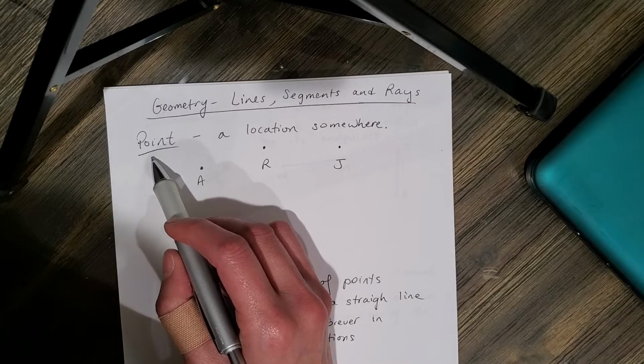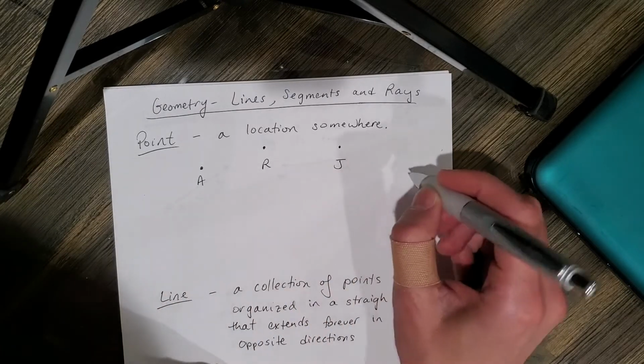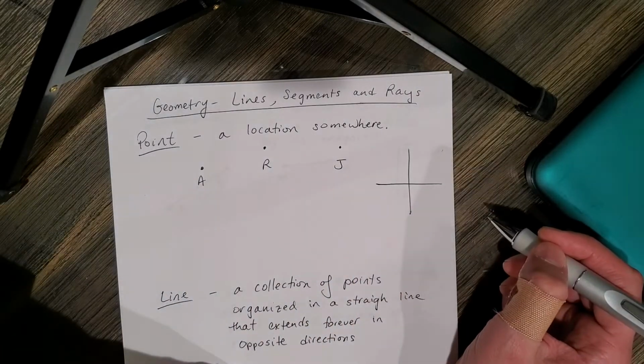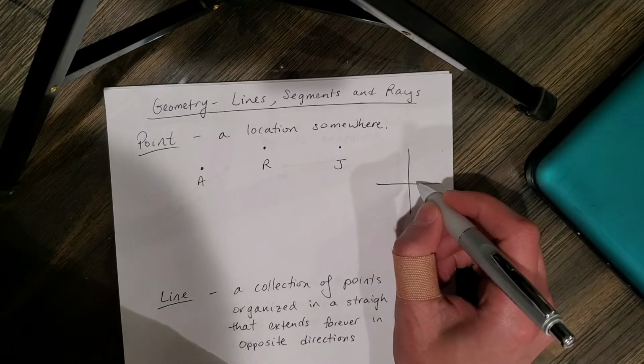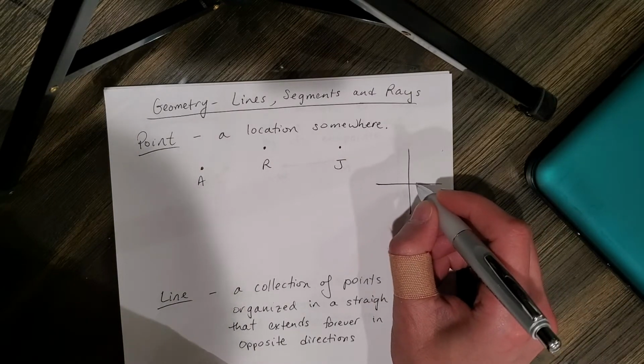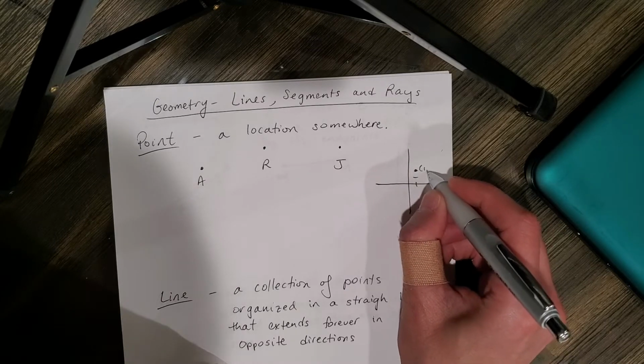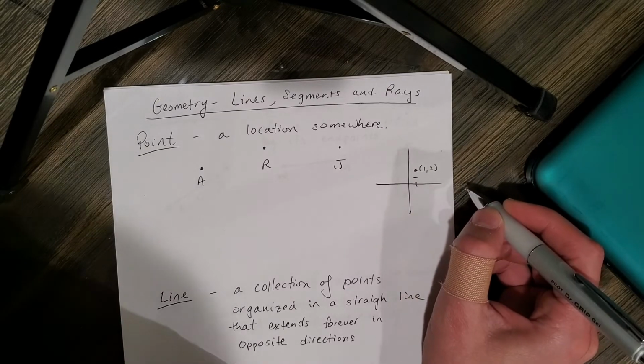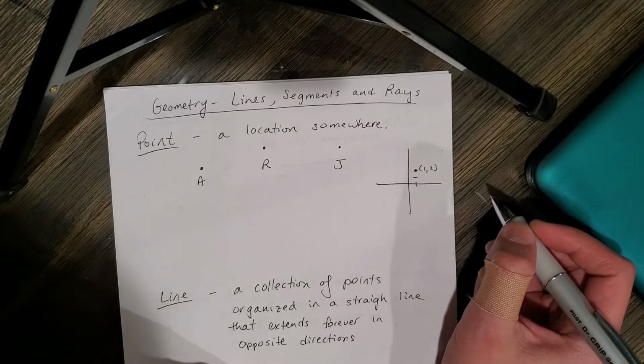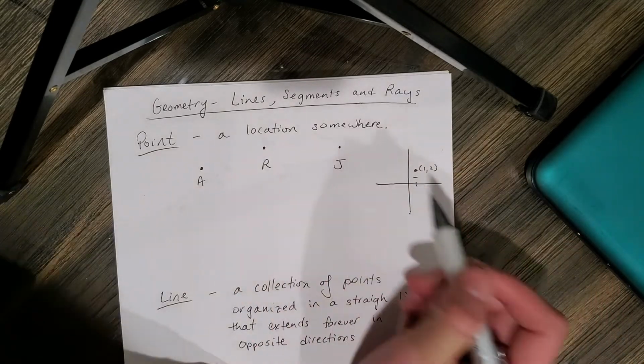okay? Now, we've used points many times when you're graphing, right? When you're graphing on a graph, you locate a point, right? So a point would be, let's say, like 1 and then 2, right? And so we have 1 over and 2 up. And so that's a point. A point is just a location somewhere, okay?